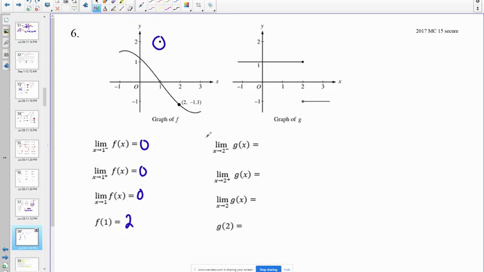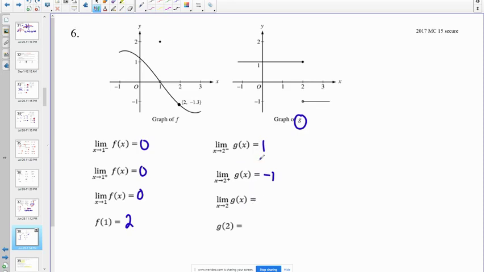All right. And then what's the limit of g of x as x approaches 2 from the left? All right, so 2 from the left, this is my value for g. My g value is 1. What about when I approach 2 from the right? If I approach 2 from the right, the y value now is -1.